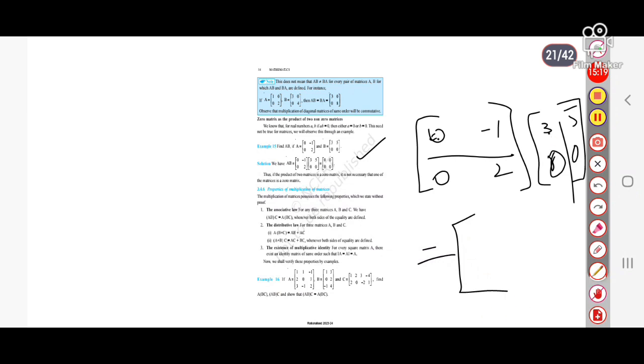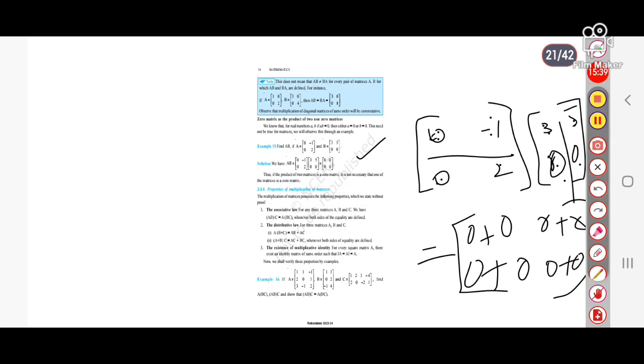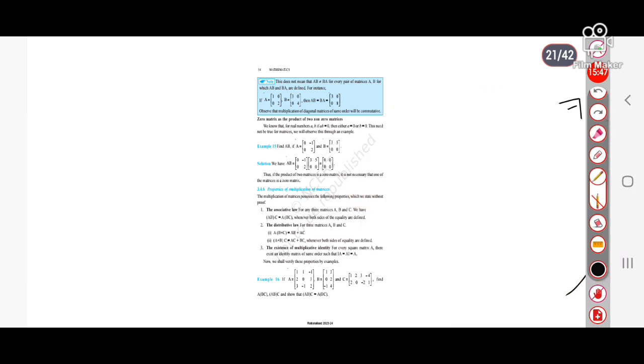0 cross 3 is 0, plus minus 1 cross 0, again 0. Now 0 cross this 3 is 0, plus 2 cross 0, 0. 0 cross 5 is 0, plus minus 1 cross 0, 0. 0 cross 5 is 0, plus 2 cross 0 is 0. So the entire matrix will be 0. So it's a zero matrix, as we saw before, right? If we multiply these two matrices, the resulting answer will be the zero matrix, 0, 0, 0, 0. That's what we have arrived at here, right?